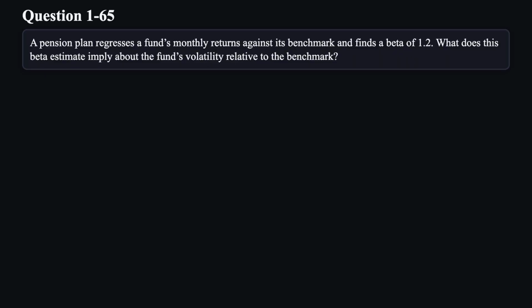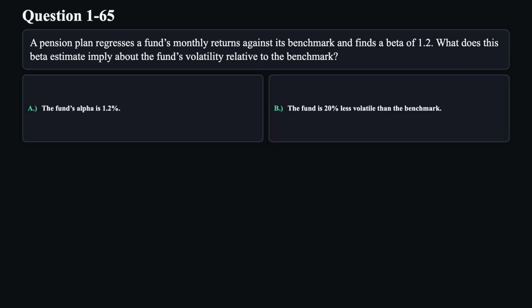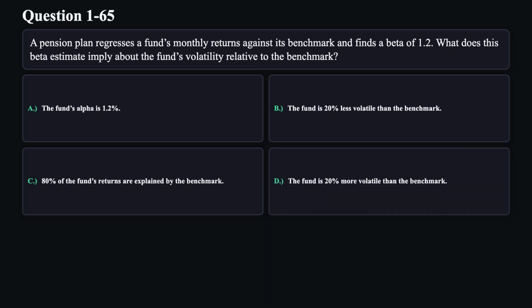Question 65. A pension plan regresses a fund's monthly returns against its benchmark and finds a beta of 1.2. What does this beta estimate imply about the fund's volatility relative to the benchmark? A. The fund's alpha is 1.2%. B. The fund is 20% less volatile than the benchmark. C. 80% of the fund's returns are explained by the benchmark. D. The fund is 20% more volatile than the benchmark.